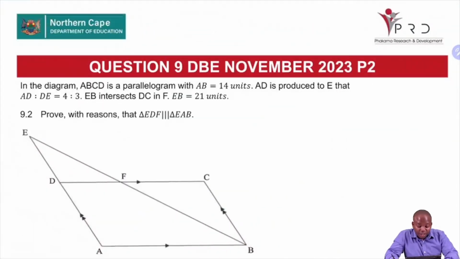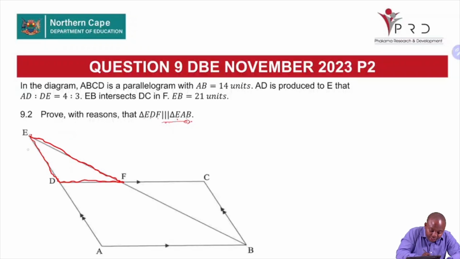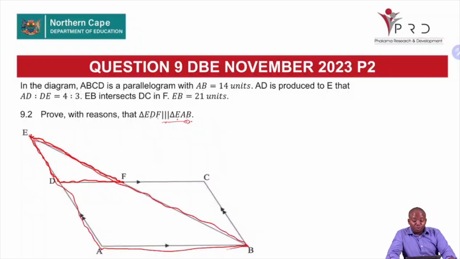Right. Let's look at 9.2. They said prove with reasons that triangle EDF is similar to triangle EAB. How do we prove similarity in this case? Now, what are we going to do? Let's check. We are told that we want to prove that triangle EDF, which is that smaller triangle, is similar to the bigger triangle there. So how do you prove that those two are similar?